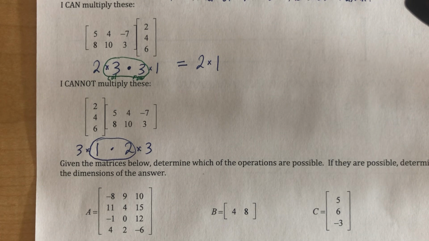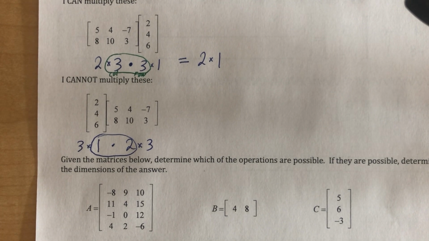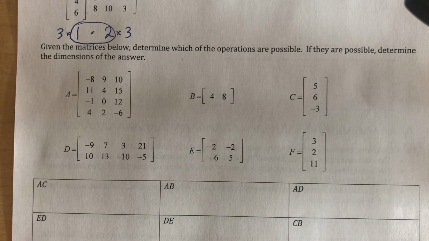All right, so what we need to do is determine if I can perform any of these operations with what I'm given down here. So again, we are not multiplying the matrix, one matrix times another. We're not multiplying the matrices together. We are determining if you can or not. We don't know the answer.